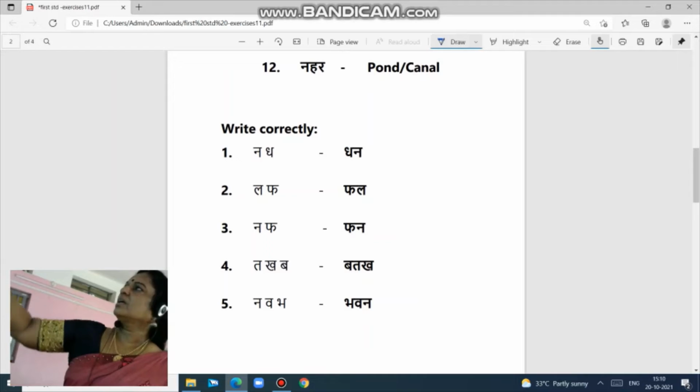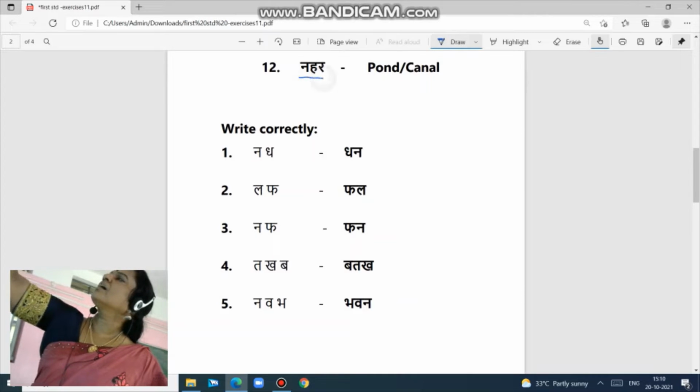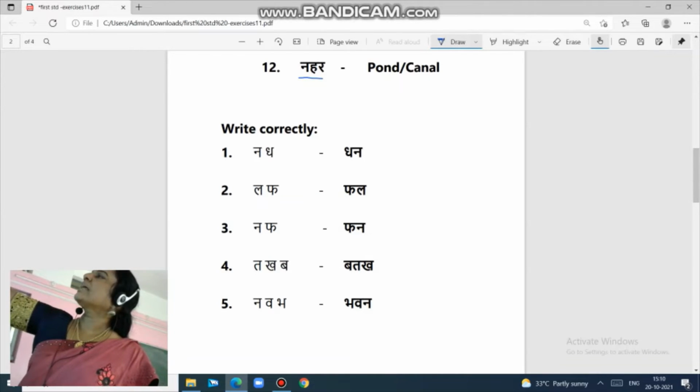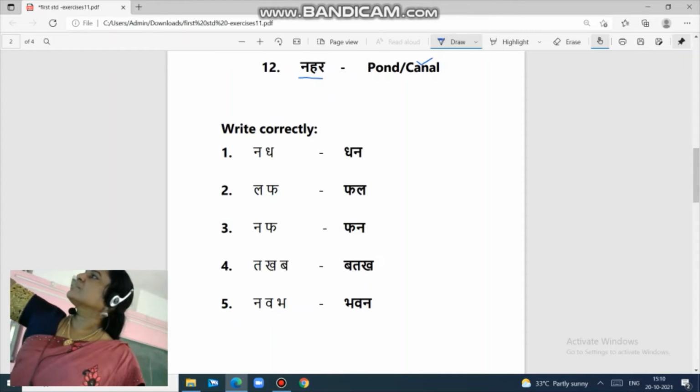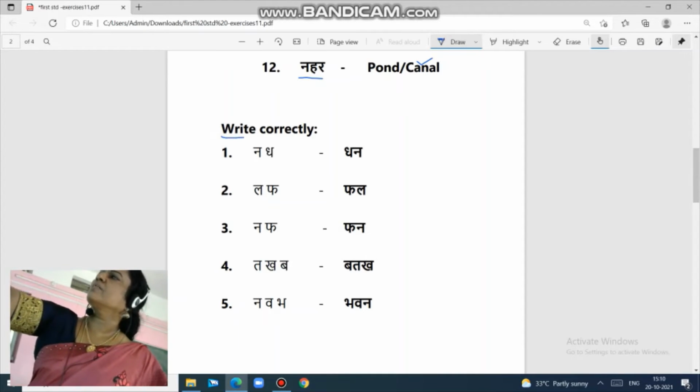Next word. Nahar. Pond, canal. Canal is the correct answer. Next exercise is write correctly. Write correctly. Dhan.